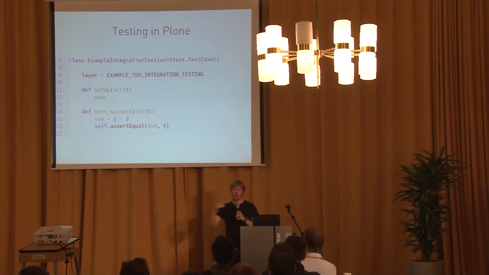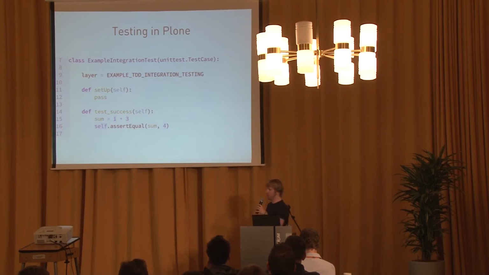So sometimes you need less. Maybe you just want to test something on the Zope level or ZODB level, and plone.app.testing allows you to set up these different testing layers where you can tell every test what you want. And this is an integration test for plone.app.discussion. It has this example TDD integration testing fixture, which just sets up a Plone instance. So you can choose from different layers, and you can even write your own code to set up more things. I will come to this in a minute.